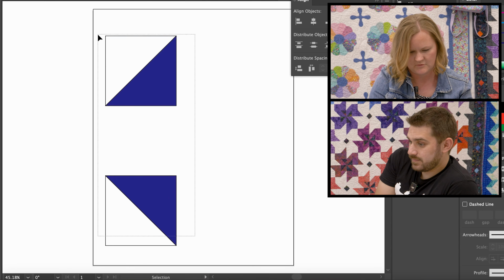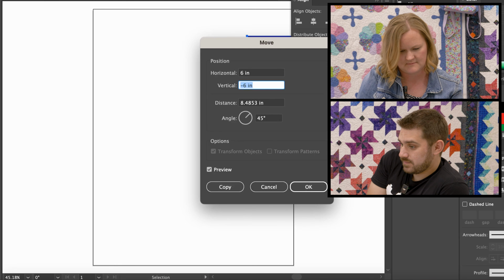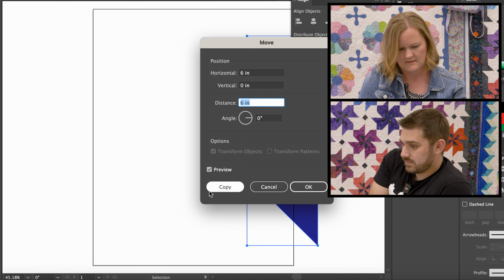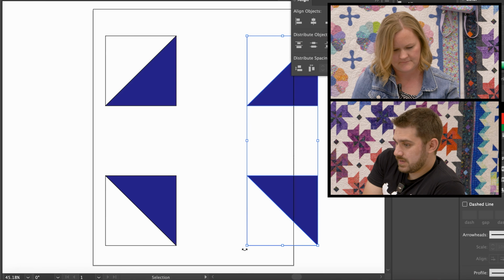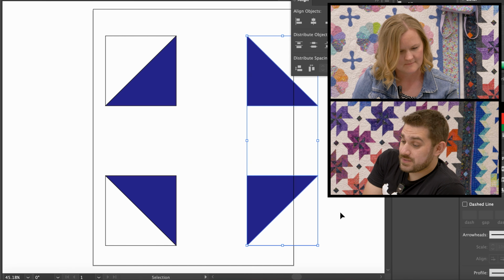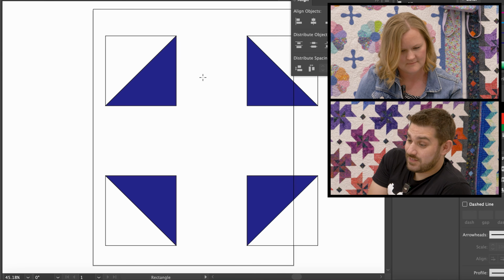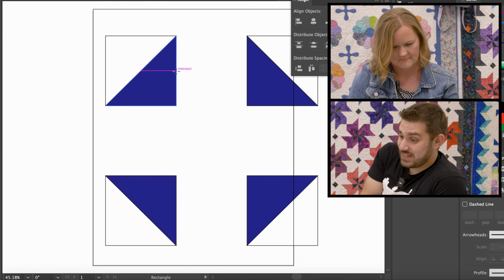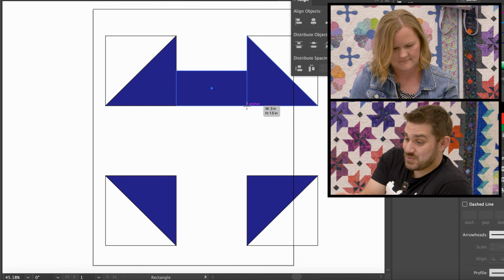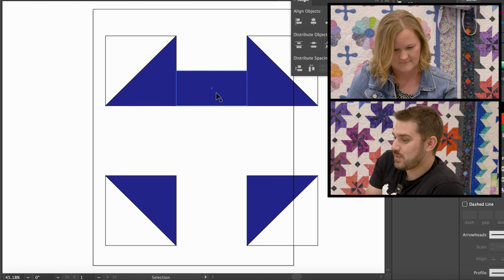And then I'm going to move them horizontally 6, copy, and then rotate again. Which I get that most of you at home is like, this is wizardry, but all she's done is create the actual block itself and then duplicate it 4 times over and rotate it. Exactly what we would do in real life, right?